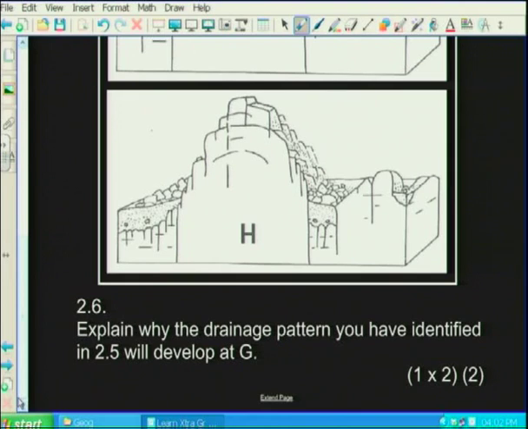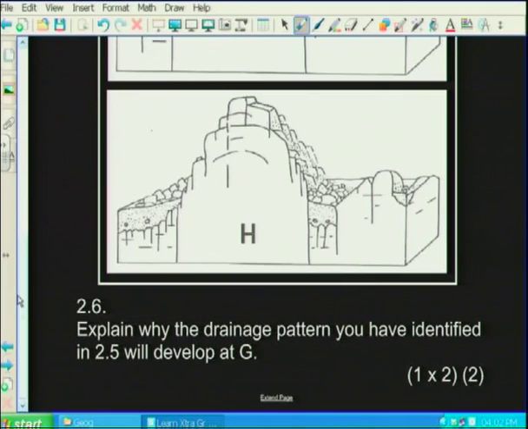Our last question for question 2, explain why the drainage pattern you have identified will develop at G. I've shown you the diagram in the previous question. Basically, if we have to explain it, you can say that the water drains from the highest point in the middle of the dome to all the lower points in all different directions. If we were to draw an aerial view of how this would happen, you would notice that the water drains away in all different directions, creating what's referred to as my radial drainage pattern. Okay, so please note that you have to be able to mix up your fluvial geomorphology with your structural landforms.